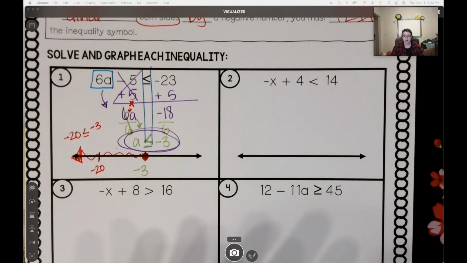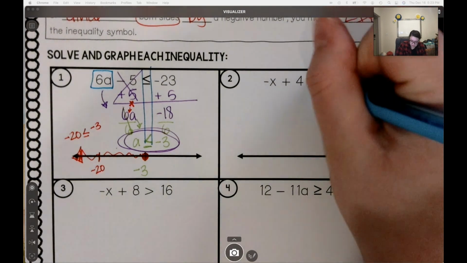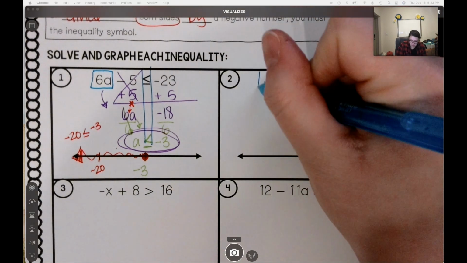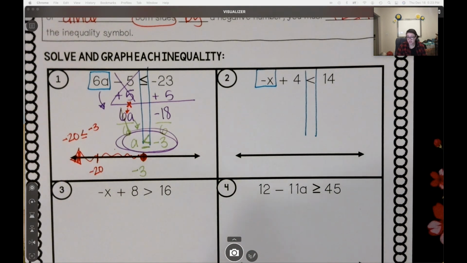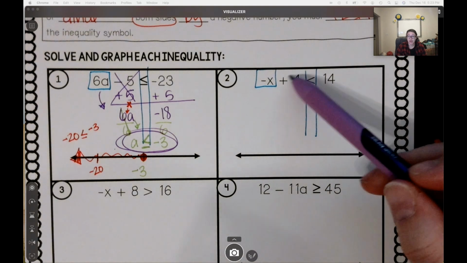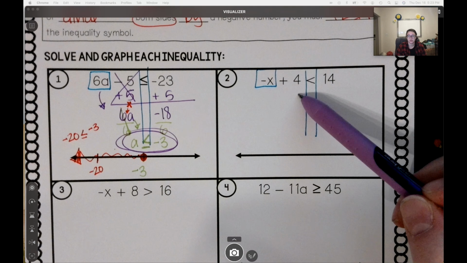What should we be drawing on our page before we even do any math? We want to draw our train tracks, and we want to put a box around our coefficient and our variable. What am I trying to get rid of first? That positive 4. I need to get rid of the number that's on the same side as my variable. I need to get rid of that third wheel.